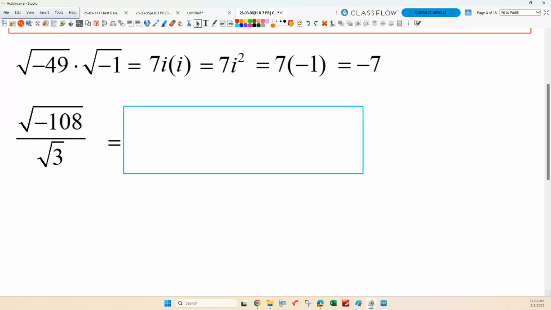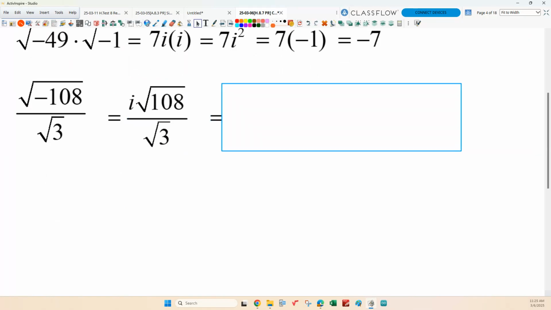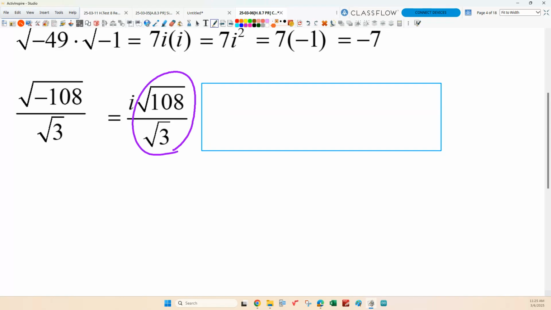Okay, how about this one? In this case it's not even going to make any difference, but you might be tempted to just combine those into one big square root, but what do I have to do first? Yeah, I got to get that I out of there, don't I? Right, before I do anything. So I'm going to take the I out of there, and then I don't think they showed this step, but once I get the I out of there, I could combine those into one square root and simplify the fraction.